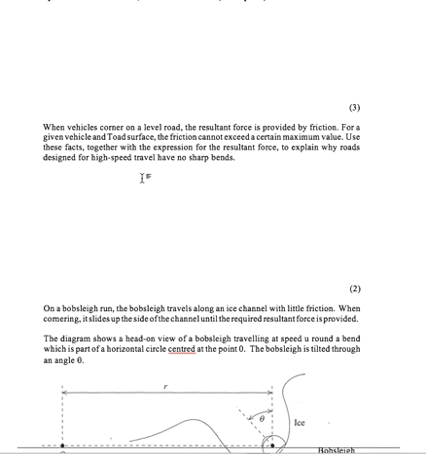So the next part then, when vehicles corner on a level road, the resultant force is provided by friction. For a given vehicle and road surface, that should say road, the friction cannot exceed a certain maximum value. Use these facts together with the expression for the resultant force to explain why roads designed for high-speed travel have no sharp bends. Well, a sharper bend means a smaller radius of circle, of course.